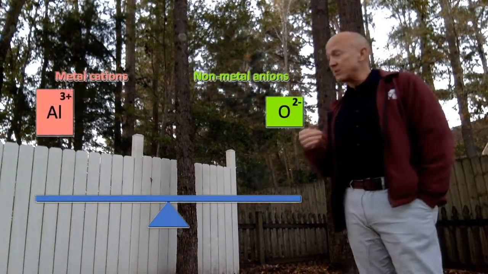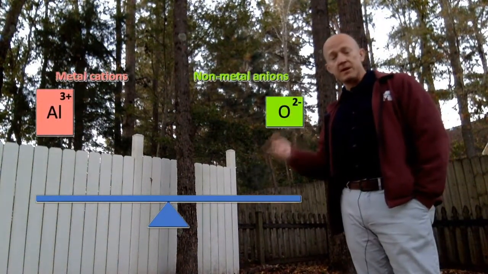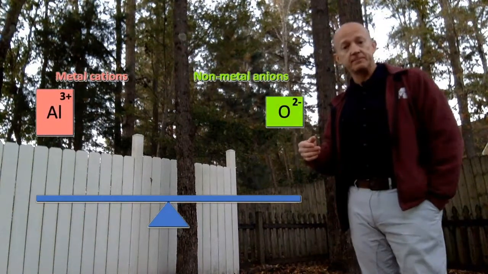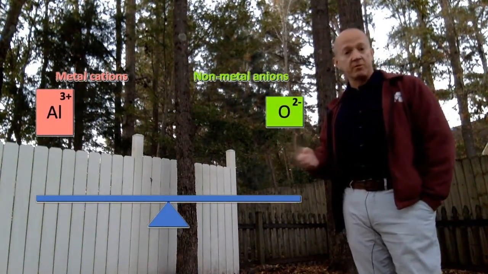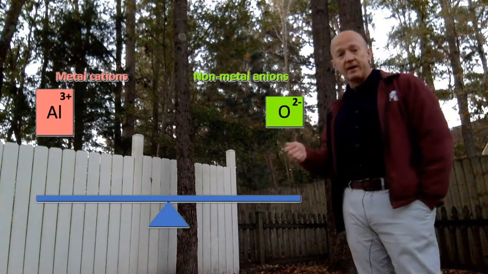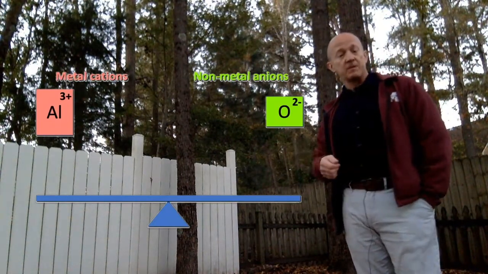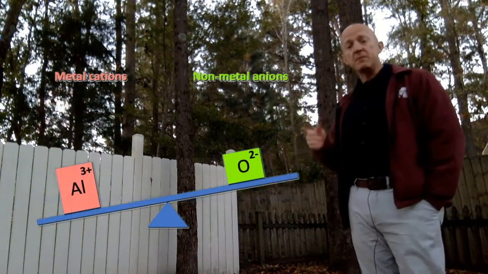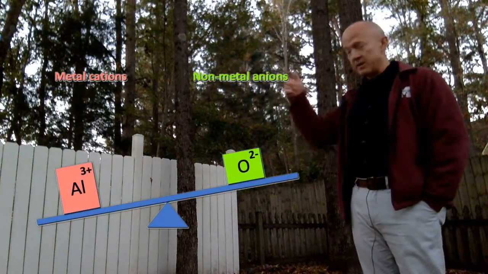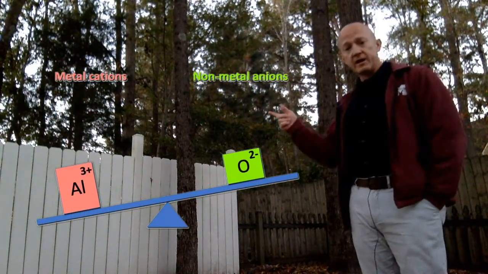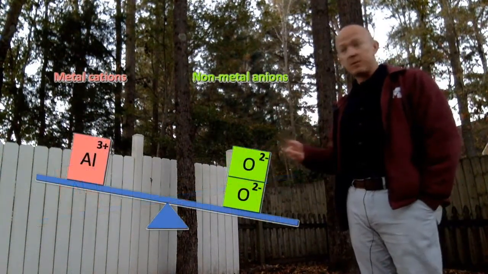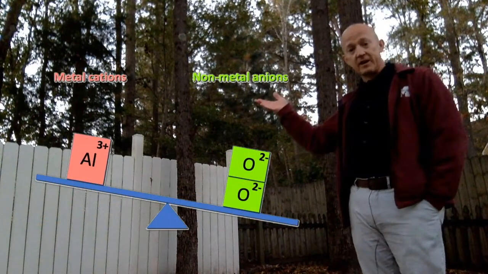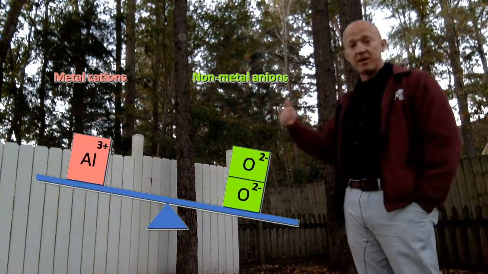For example, let's say we want to have a compound of aluminum and oxygen. Aluminum oxide. Aluminum has a +3 charge. It's in group 13. The oxide ion has a -2 charge. It's in group 16. If I begin by having one aluminum ion on the metal side and one oxide ion on the nonmetal side, I don't have a balance, do I? The same can be said if I add another oxide to the nonmetal side. I still don't have balance, do I?